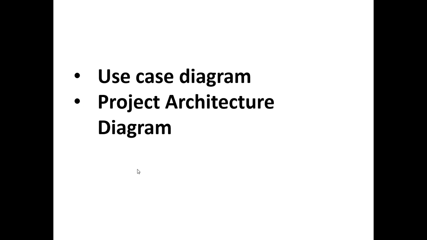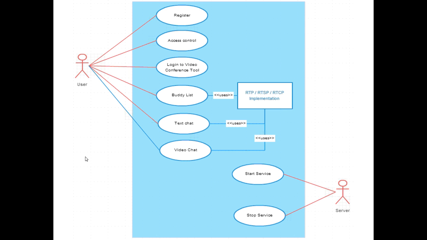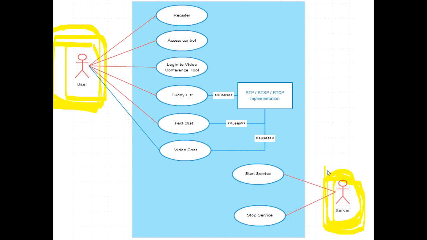Now let us get into the use case diagram, the project architecture diagram. If you can clearly see the use case diagram, there are two types of users in our project. We call one a client and the other an admin, a server. First of all, the server comes into the picture. The server should first start the video conferencing service, and if you don't want it, you can stop the video conferencing system. From the user end, the user can register to our project saying that I need to participate in video conferencing.